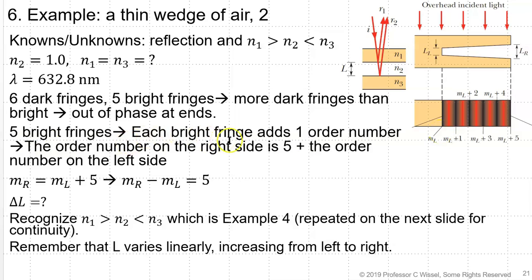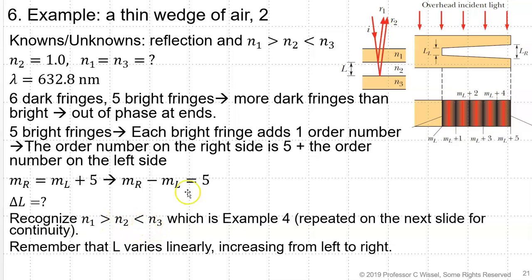For the 5 bright fringes, each bright fringe adds 1 to the order number. In other words, this might be m equals 1, this might be m equals 2, 3, and so on. The order number on the right side is going to be 5 plus the order number on the left side. So m_R equals m_L plus 5, or m_R minus m_L equals 5. Now we need to know delta L. We know that n1 is greater than n2, and n2 is less than n3.